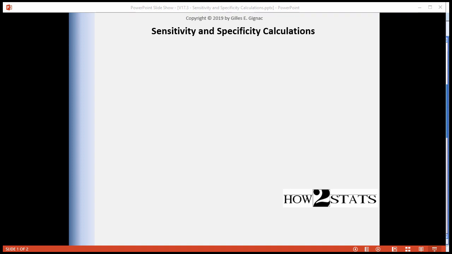In this video, I'm going to talk about sensitivity and specificity calculations in the context of conducting something like a logistic regression, which can be considered a good addition to reporting results relevant to classification accuracy. And so I'll start with sensitivity first.